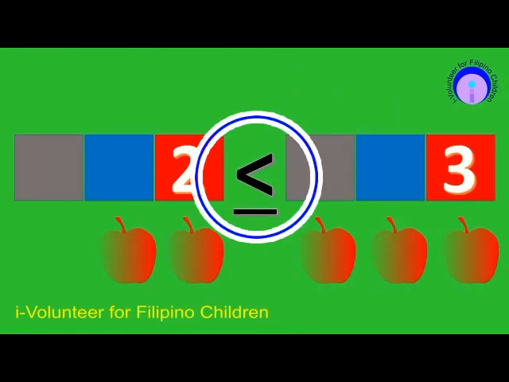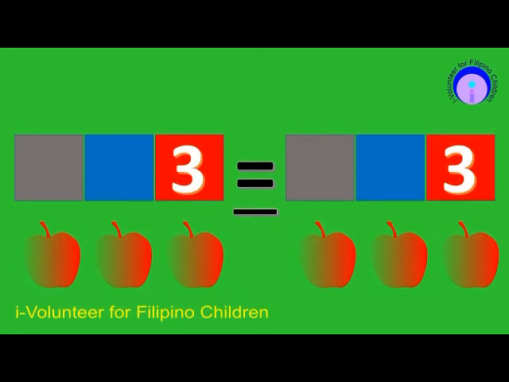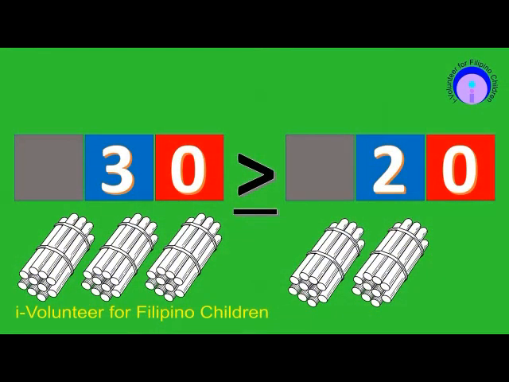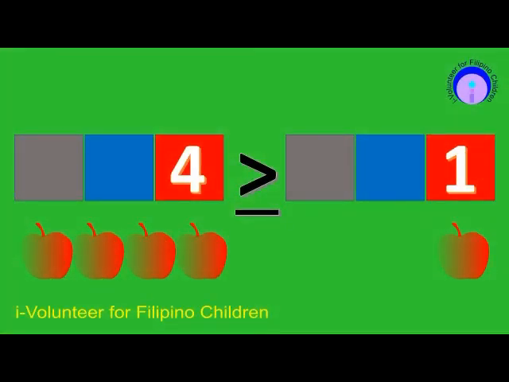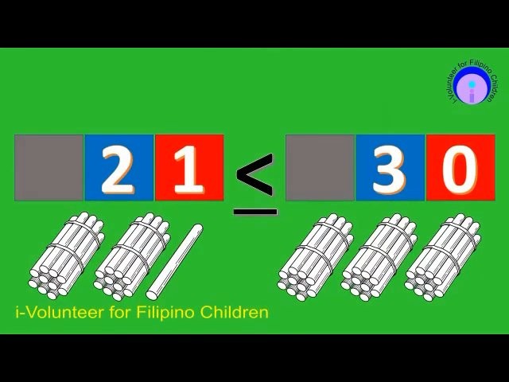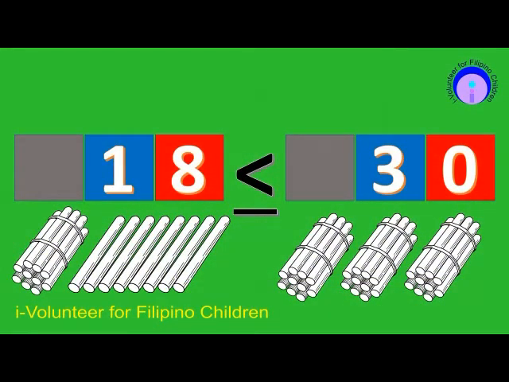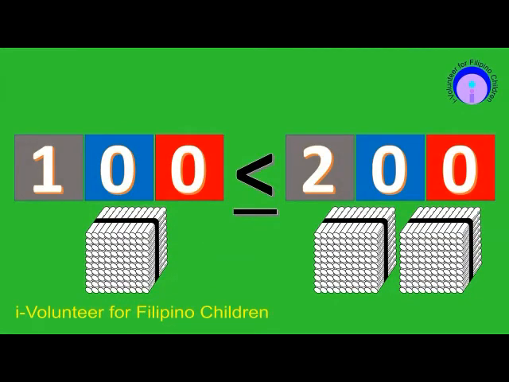Two is less than 3. 3 is equal to 3. 30 is greater than 20. 11 is equal to 11. 4 is greater than 1. 21 is less than 30. 18 is less than 30. 100 is less than 200.